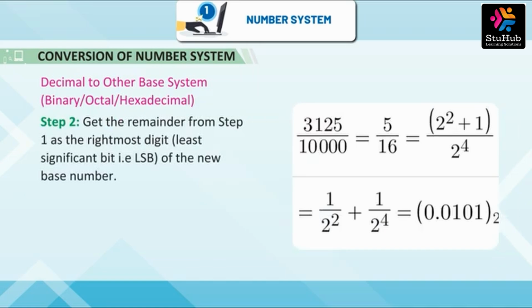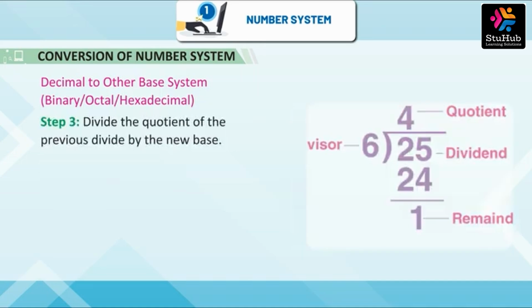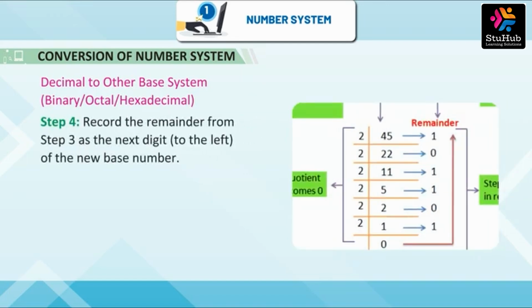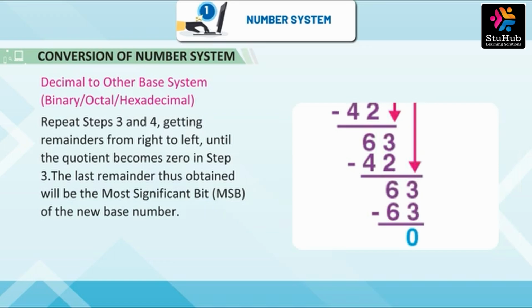Get the remainder from step 1 as the rightmost digit, least significant bit, that is LSB, of the new base number. Step 3. Divide the quotient of the previous divide by the new base. Step 4. Record the remainder from step 3 as the new digit to the left of the new base number. Repeat steps 3 and 4, getting remainders from right to left until the quotient becomes 0 in step 3. The last remainder thus obtained will be the most significant bit, MSB, of the new base number.